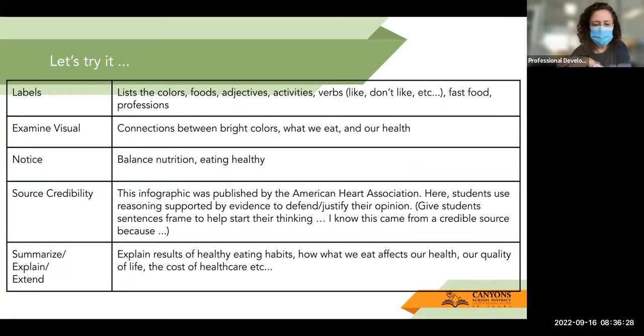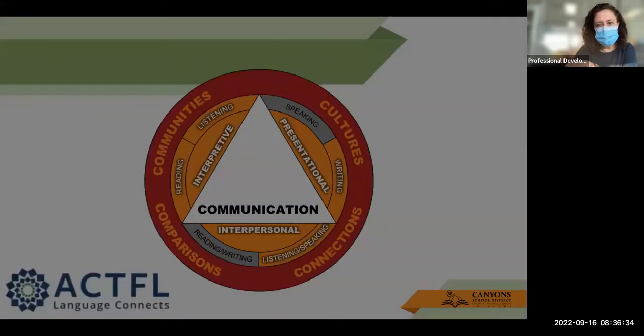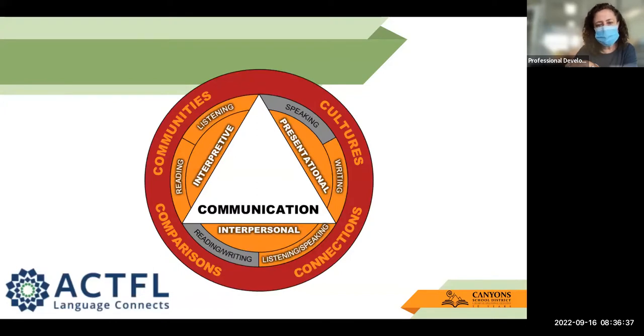So this is what I was just talking about. This is one way to analyze the picture that you have in front of you. Everything that we have done, the DOK level, and looking at the visual text or visual literacy, is really representative of the ACTFL standards in languages. So basically, the goal is communication: presentational, interpersonal, interpretive. You are reading, you are listening, you are speaking, you are writing, you are listening to speak, you are reading to write. And you're doing comparisons, communities, culture, and connections. Basically, you're bringing everything together with just one single picture.